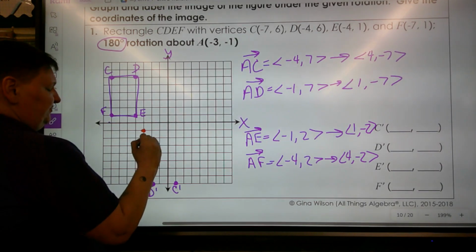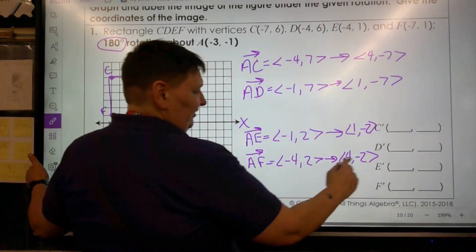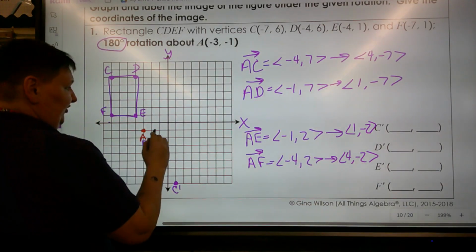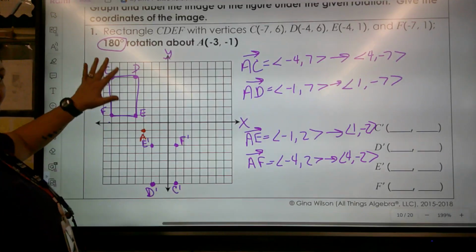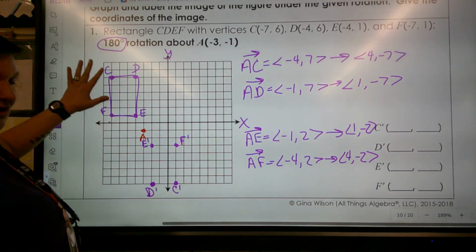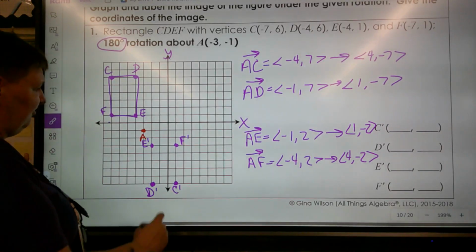You're beginning to see the picture. Right? F prime, 4 right, 2 down. If you don't see the picture building, then you probably did something wrong. Go back and check all of your numbers, all your coordinates, all your points, everything. Check everything. Figure out what you did wrong.